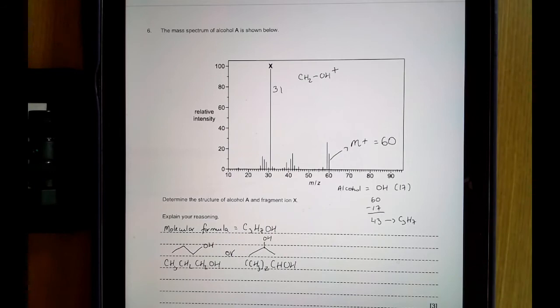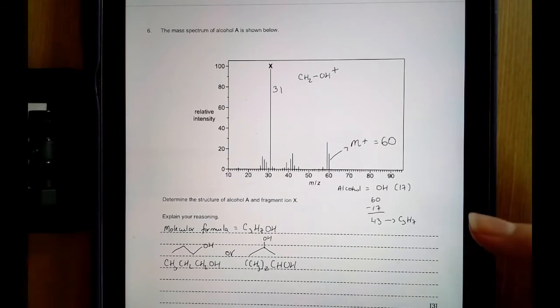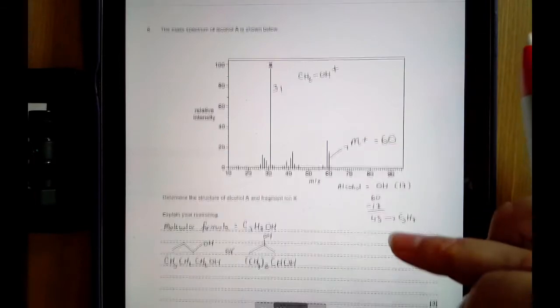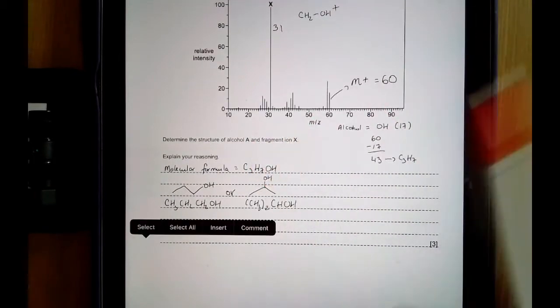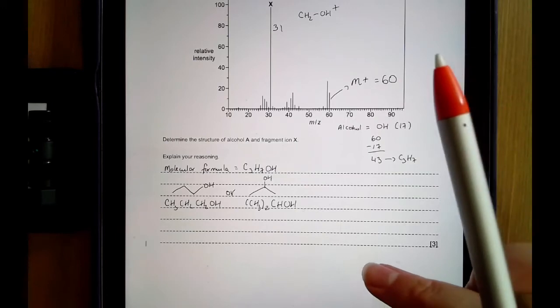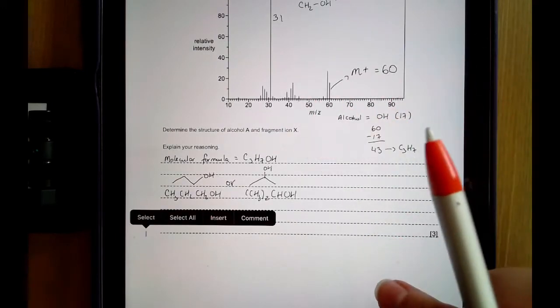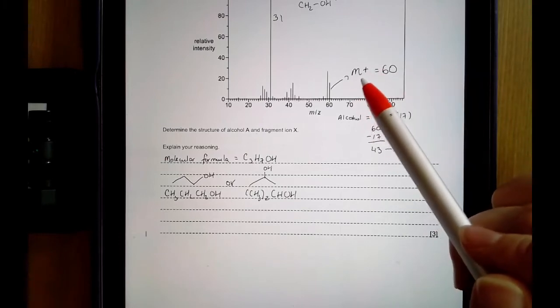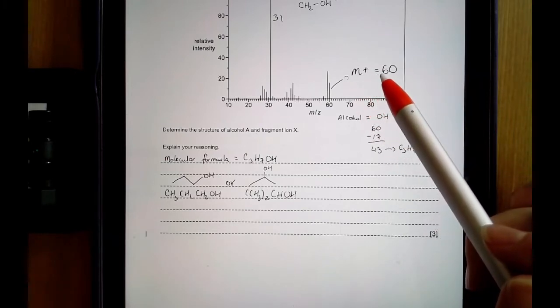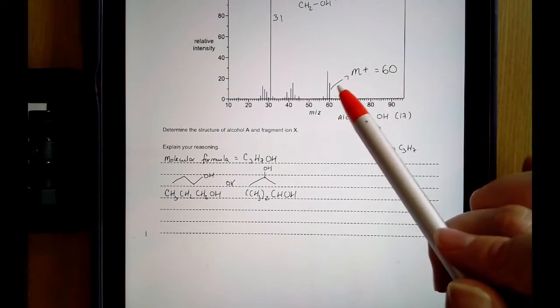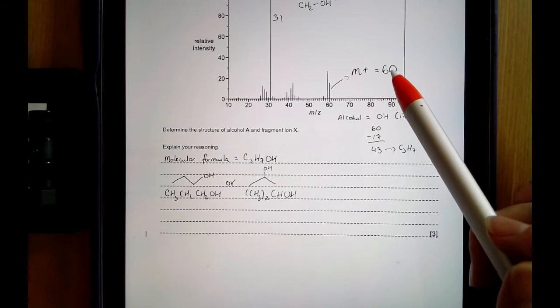So next we move on to question 6, which is probably a little bit trickier. They tell you that this is the mass spec of an alcohol, and they want you to determine the structure, and they don't give you any other information. So the first thing I'm going to do here is look at my molecular ion peak, because this tells me the molecular mass of my alcohol. So I go here to the highest peak, it's at 60, so my molecular ion peak is at 60.